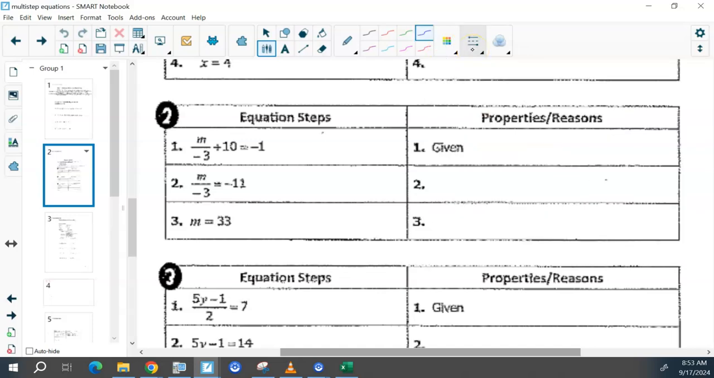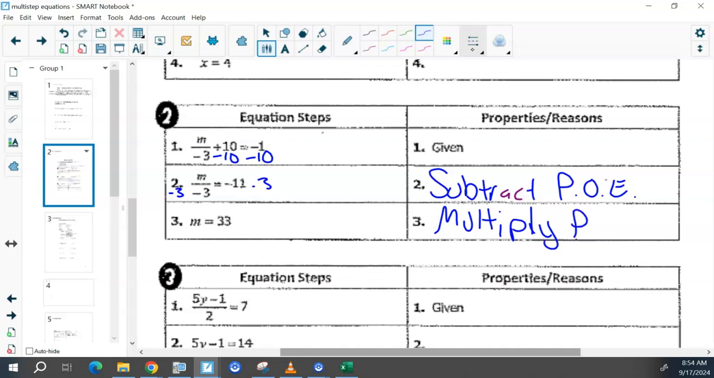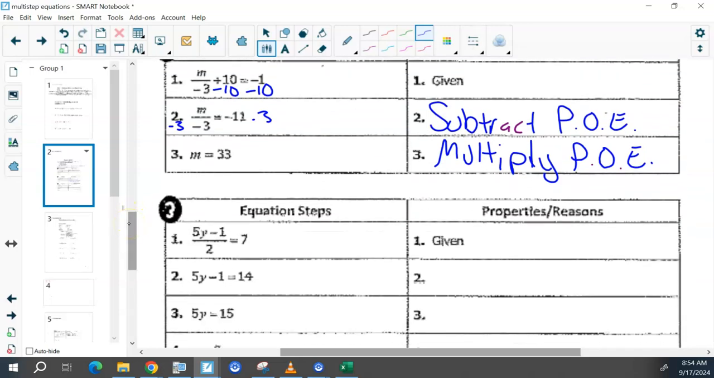Okay, so remember that we're looking for what happened. The first one is always your given, and then we're looking at what did they do to get to the next part. So from step 1 to step 2, what changed? What did they do there, Michelle? Okay, subtracted 10 from both sides. So that would be your subtraction property of equality. And then from step 2 to step 3, did they divide? They were already dividing, so they multiplied both sides by -3. So that would be your multiplication property of equality. Questions on those two?